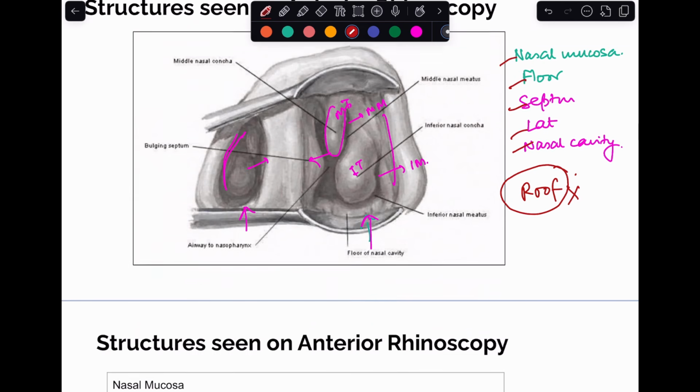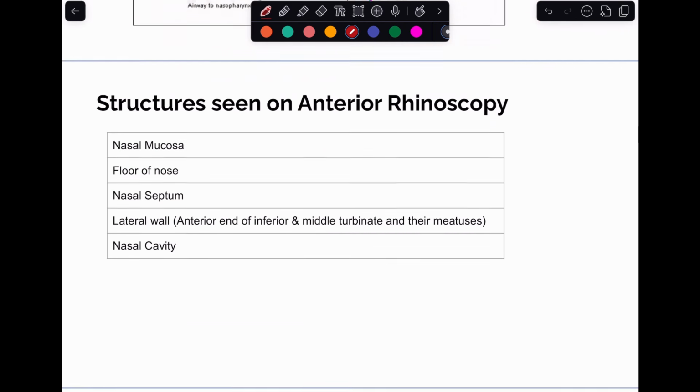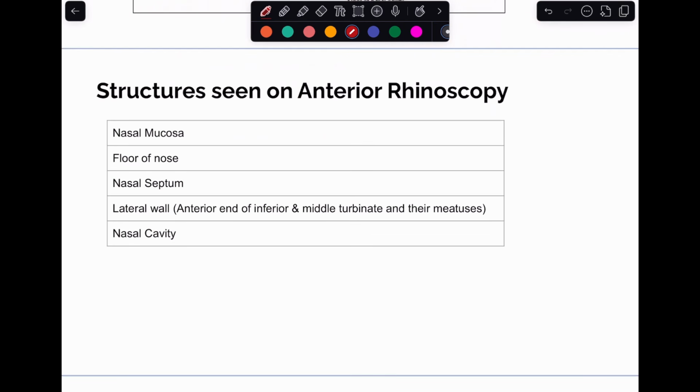Now let's discuss what all you should be looking out for in each of these. First we are looking at the nasal septum. We will first see what is the color of the nasal mucosa, not septum.